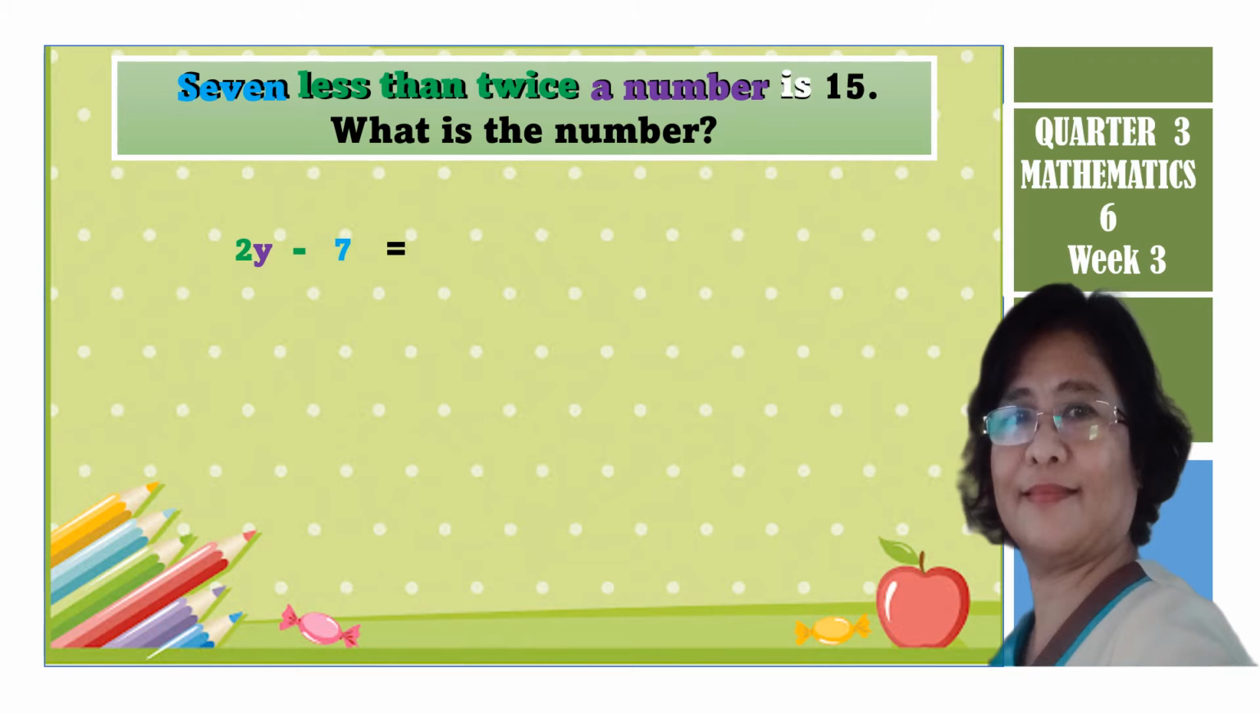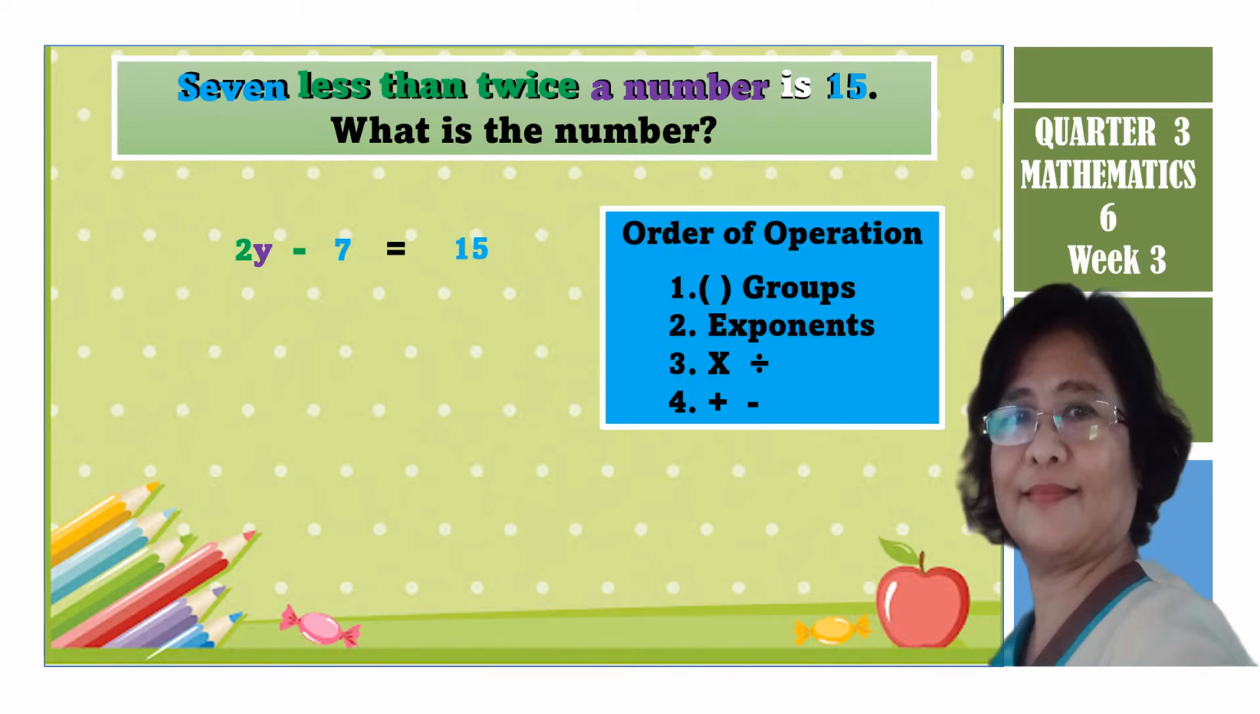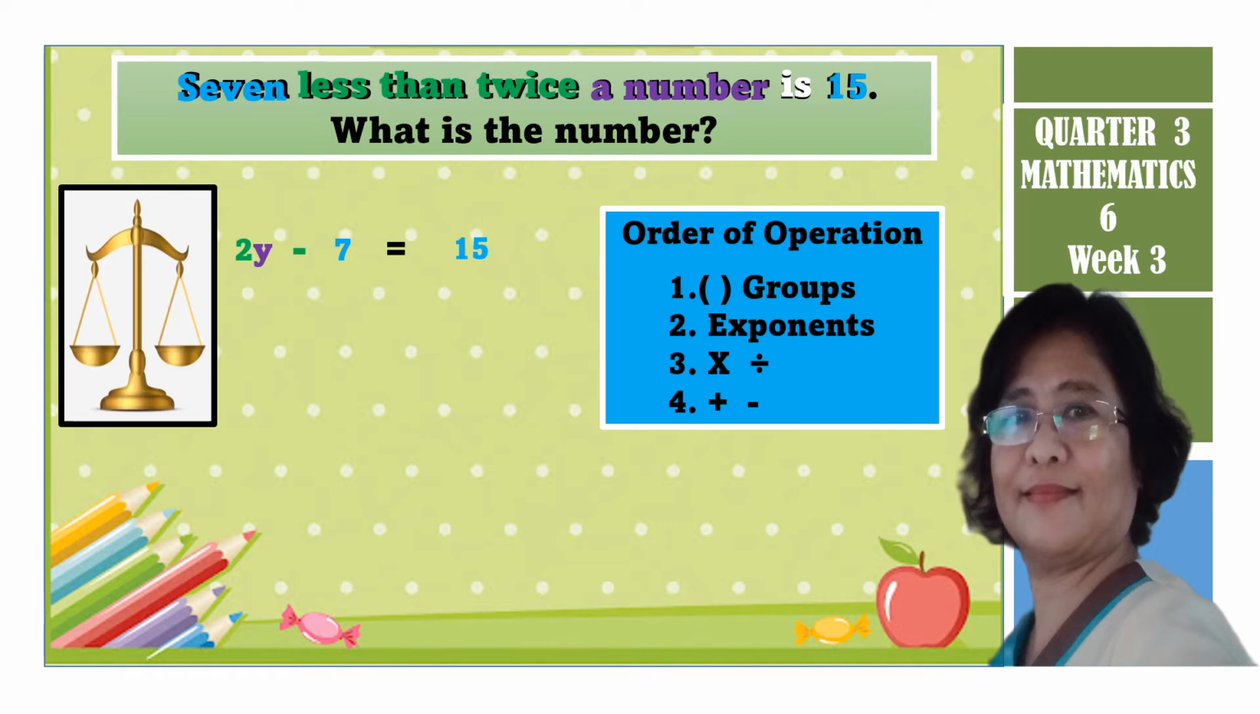Is for equal sign and 15 for the constant number. So to translate this word phrase, we have 2y minus 7 is equals to 15. And we are asked to find the value of y. For us to solve the equation, we have to reverse the steps in ordering operation. And we also remember this balance scale, which means both sides are equal. Whatever done in side A is the same as side B.